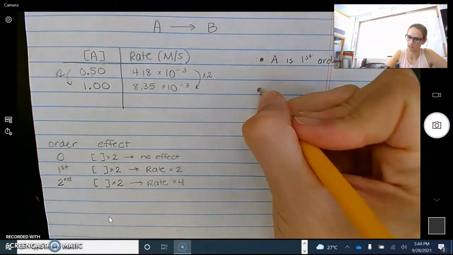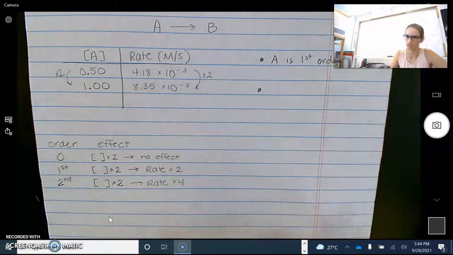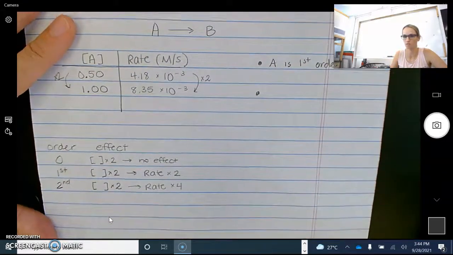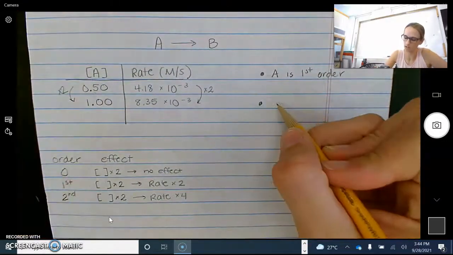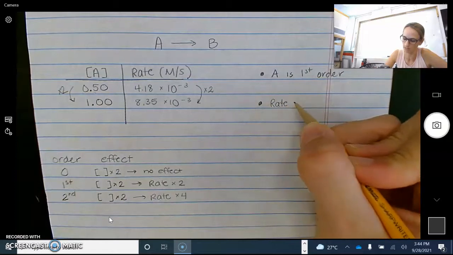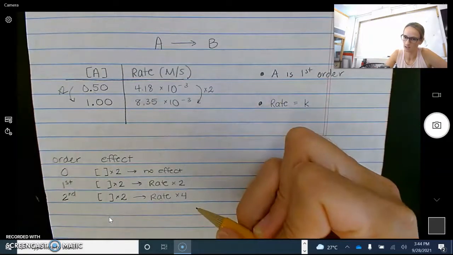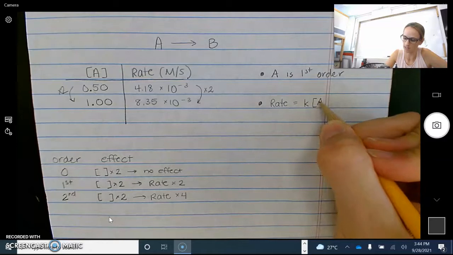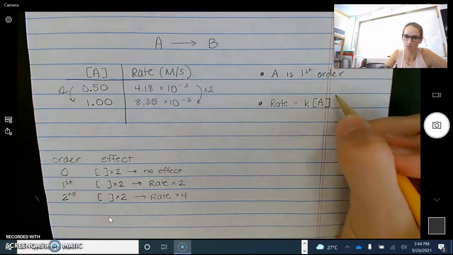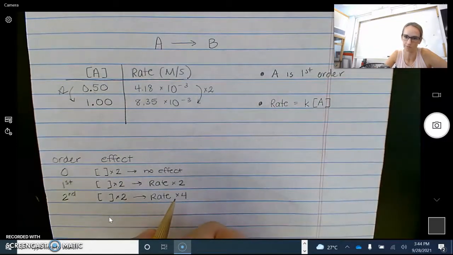Then we need to write the rate law. The rate law is of the form rate equals K times whatever your reactants are. In our case, it's A, to the power of the order. If the order is 1, we just leave it off.